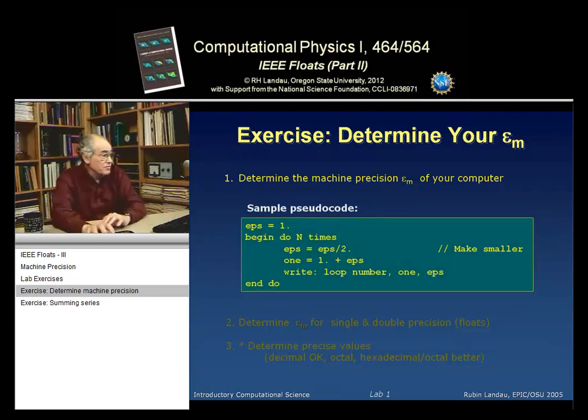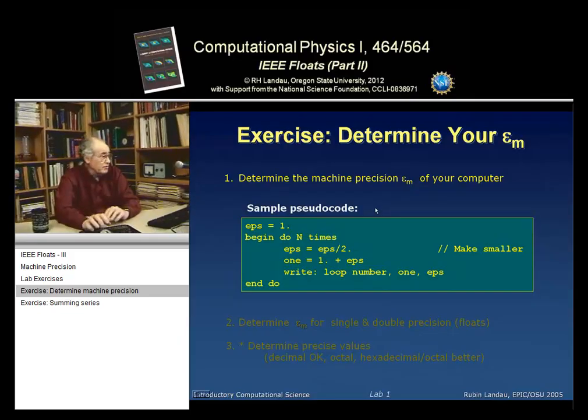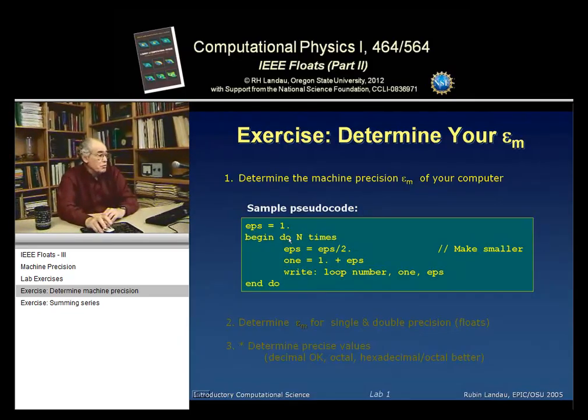So here's a little code. And it's again a pseudocode, which means it's not any one computer language. And we again have a do loop, and then indented here is what gets repeated some large number of times. So we're starting with a value of epsilon of 1. We call it eps. 1's not a small number, so we're going to have to make it smaller. So each time we go through the loop, we divide eps by 2, we make it smaller by a factor of 2, we add it to 1, and then we print out 1 and epsilon.